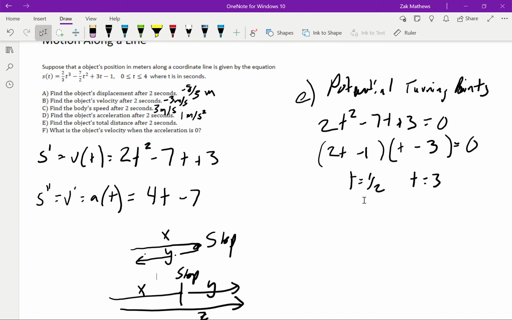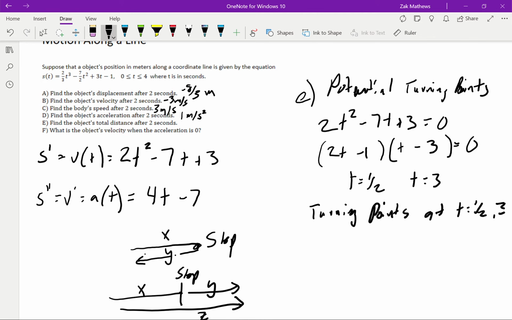If we're explicitly asked for turning points, I need to think about, are these actually turning points? The answer to this is yes, these are both turning points. We have turning points at t is equal to 1/2 and t is equal to 3. Now how could I check that? Well, what we should see if they are turning points is that the velocity is changing signs around them.